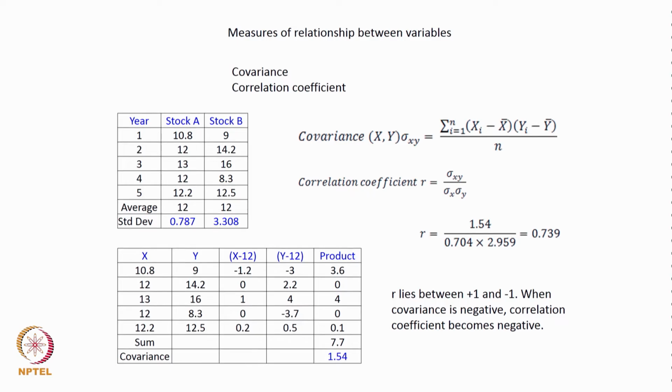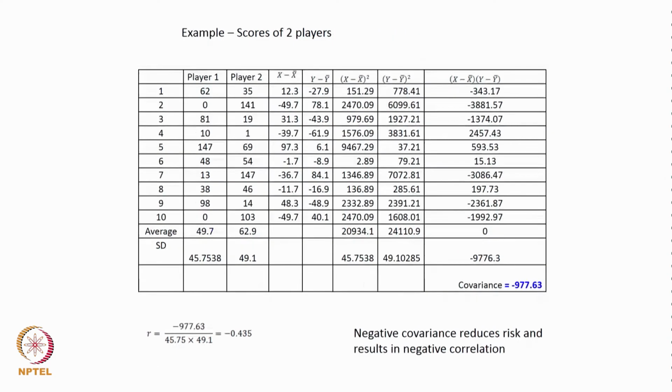Now it is also possible to show that the value sigma xy can only be within the range of sigma x sigma y on the negative side and the positive side, and therefore the correlation coefficient will be between +1 and -1. When covariance is negative, the correlation coefficient becomes negative. In this case, the correlation coefficient is 0.739.